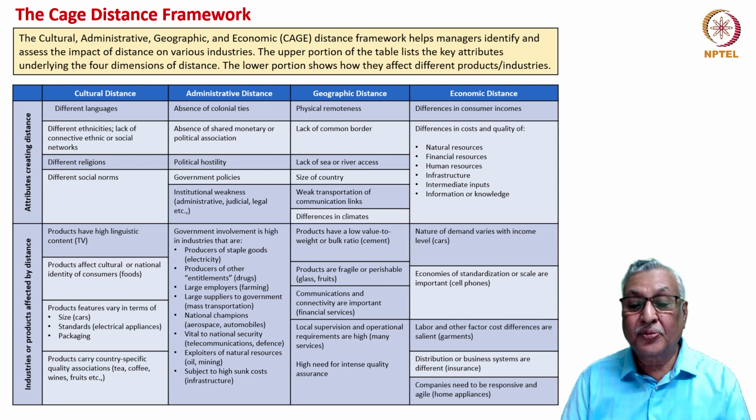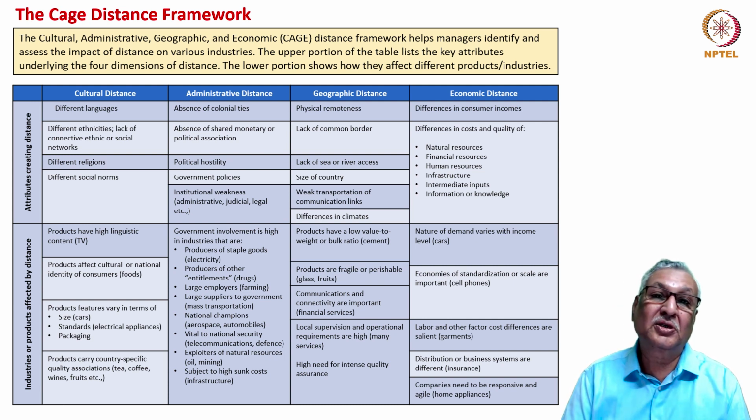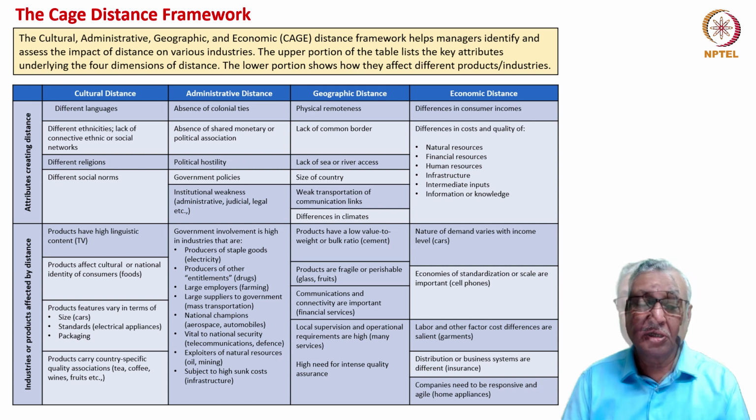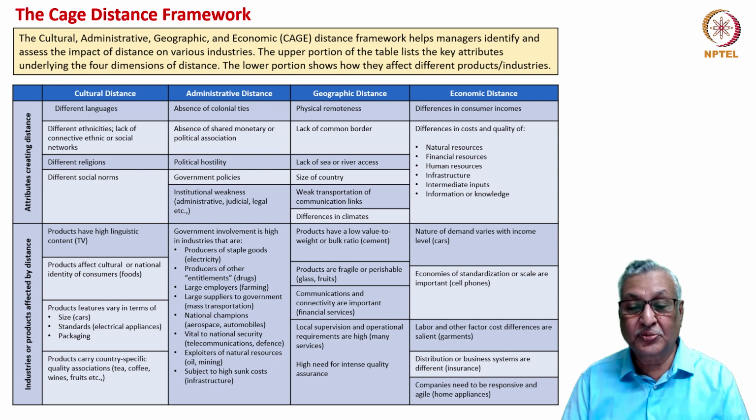Local supervision and operational requirements are high in respect of certain industries and certain products, particularly pharmaceutical products, agricultural products, wherever there is human safety involved. In such cases, geographic distance determines the nature of exports. And when we have high need for intense quality assurance, countries feel the need to be close to each other.